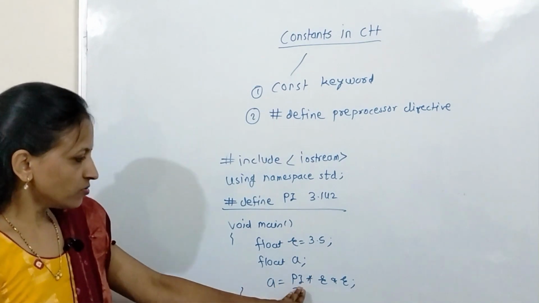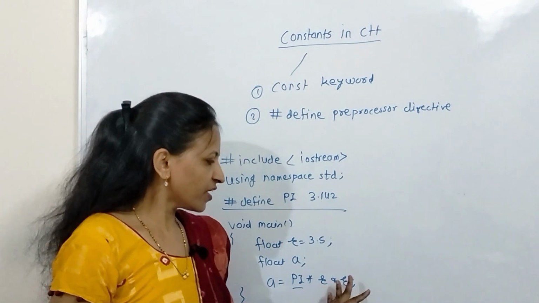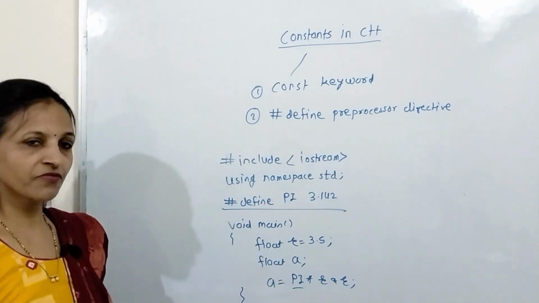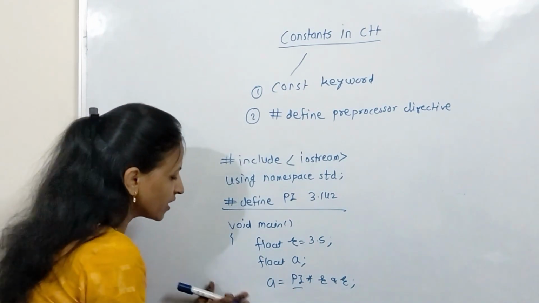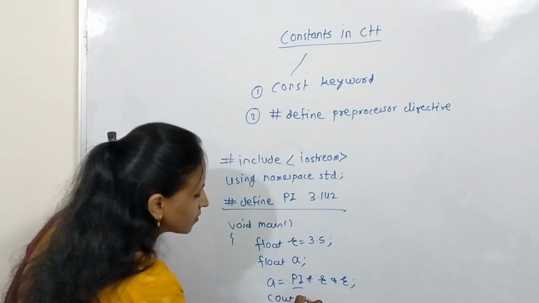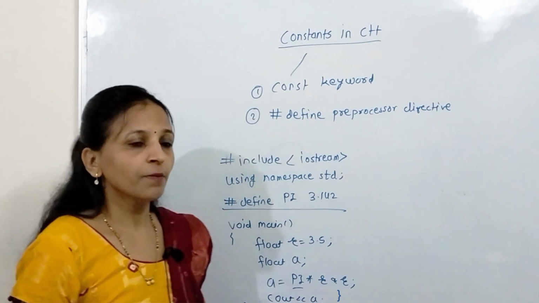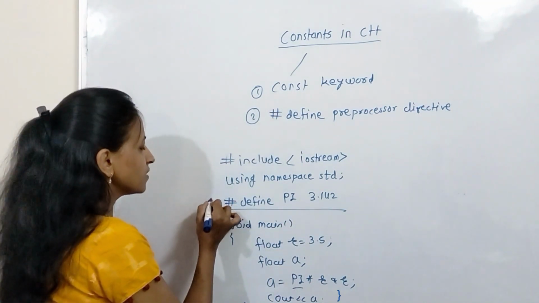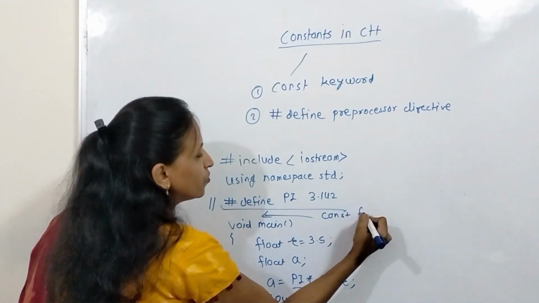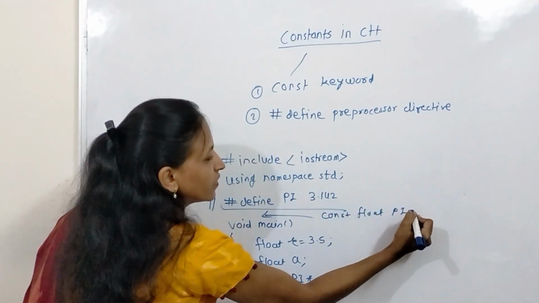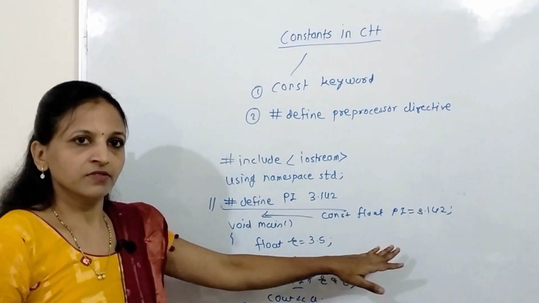Getting? And now that 3.142 value will be here, and then r is 3.5, and this execution will be done, and whatever area is calculated will be stored inside a, and we can display it again like cout a. Getting? This is just how to use a constant in a program. Again, instead of this, I am giving a comment here, we can write const float or double, you can write anything, PI equals 3.142. That is again okay. Fine.